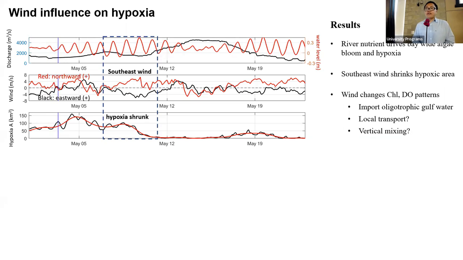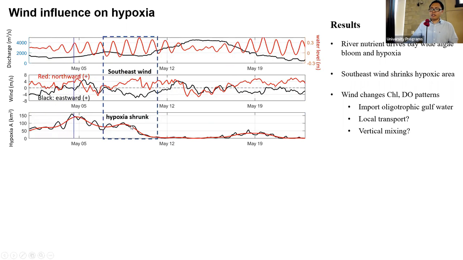Now let's check the wind effect. This animation shows the discharge and the wind, still the same southeast wind in late 2019. The last panel is the hypoxic area. We can see that during the southeast wind, the hypoxic area shrinks from 100 square kilometers to almost zero, shown by this line.